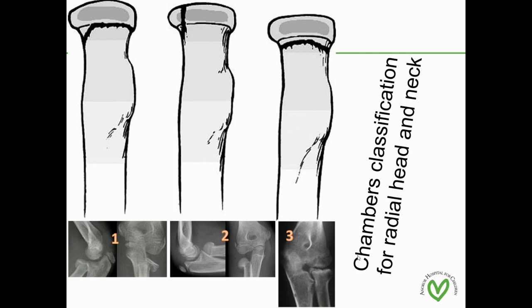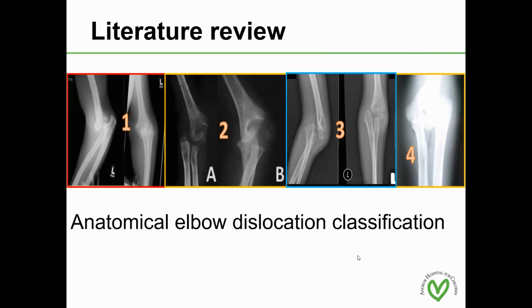Classification of the larger head and neck into the three subtypes. Anatomical elbow dislocation is divided into three subtypes of dislocation according to anatomical condition.